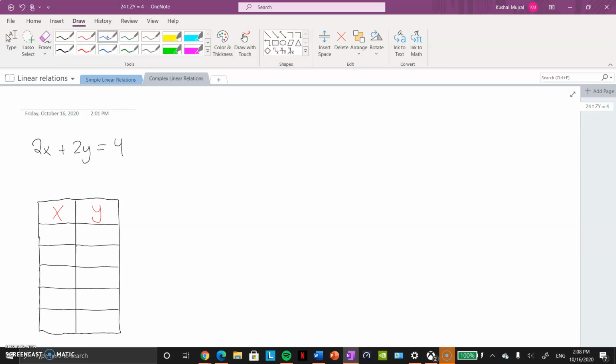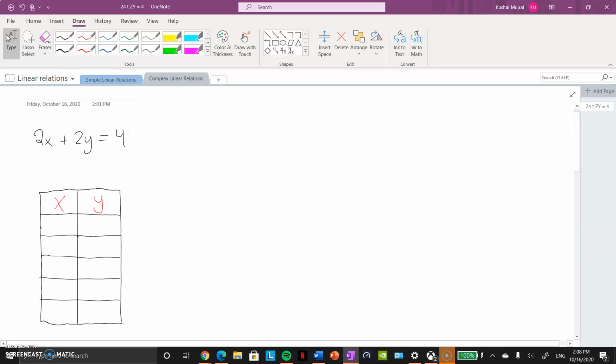Welcome to Complex Linear Relations. Let's take a look at this question over here: 2x plus 2y equals 4. Whenever we have a more complex question like this, we want y to be by itself, and I'll explain why in just a second.